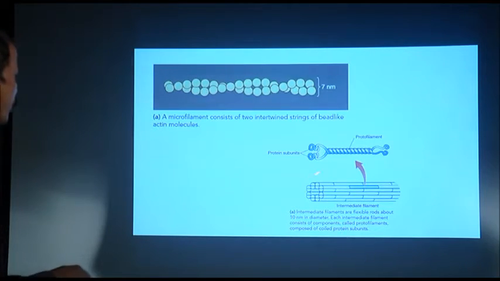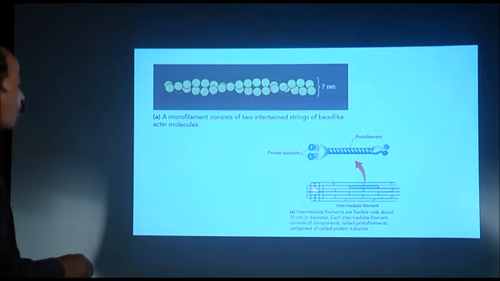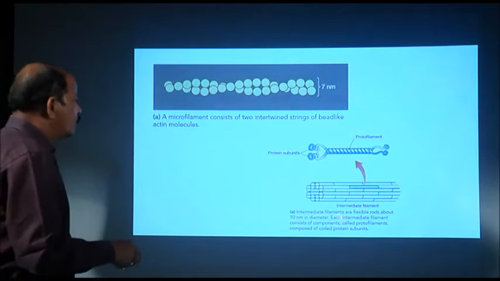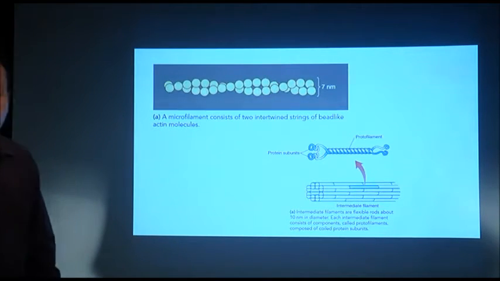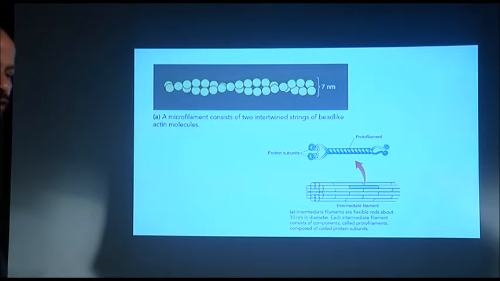Second one is intermediate filaments. You can see it is a rope-like structure. This is one protofilament. Such 8 filaments constitute this. Intermediate filaments are flexible rods about 10 nanometer in diameter, and each intermediate filament consists of components called protofilaments composed of coiled protein subunits. So, this is a bundle of 8 protofilaments comprising the rod-like structures.